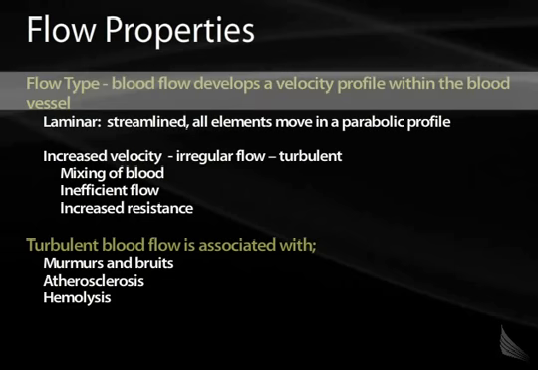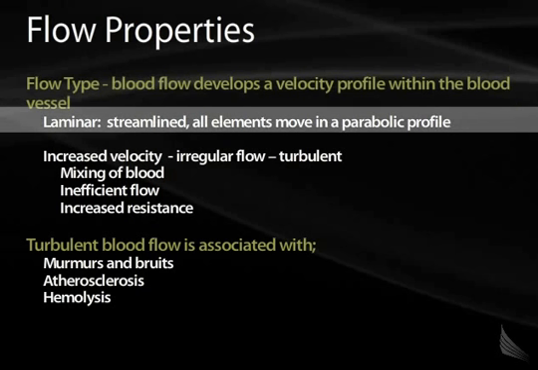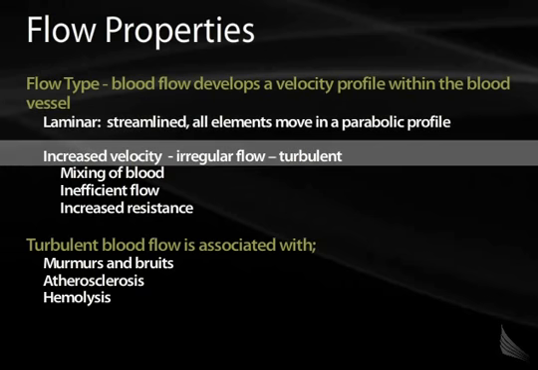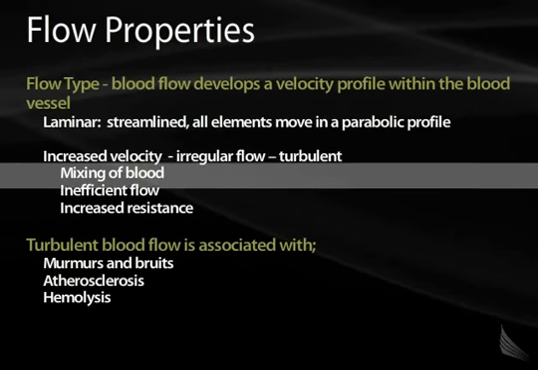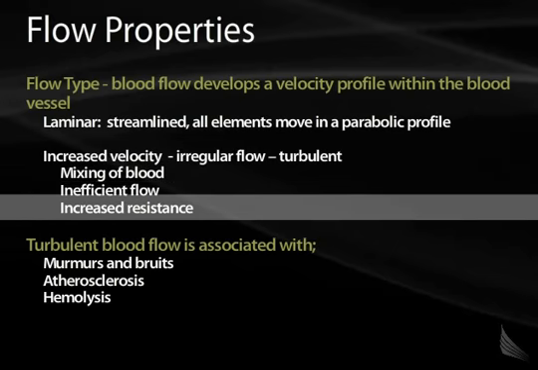Blood flow will develop a velocity profile within a blood vessel. Again, laminar flow is streamlined, all of the elements moving in a parabolic profile. Increasing the velocity of the blood leads to more irregular flow and an increasing likelihood of turbulent blood flow. Turbulent blood flow involves mixing of blood with inefficient flow and increased resistance.